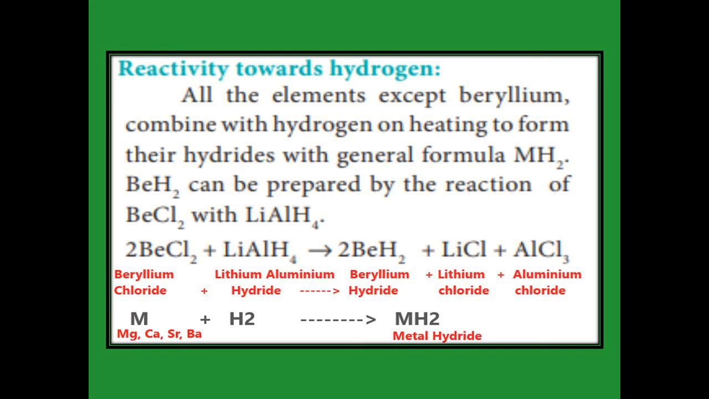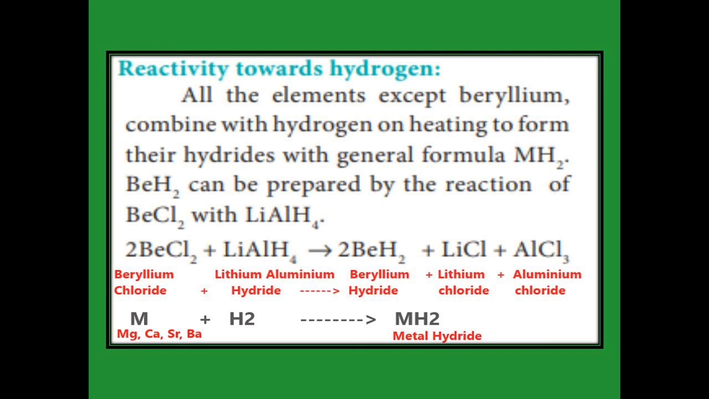Reactivity towards hydrogen. Except beryllium, the other metals directly combine with hydrogen and produce metal hydrides. See the last reaction. M means metal. What are the metals? Magnesium, calcium, strontium and barium.